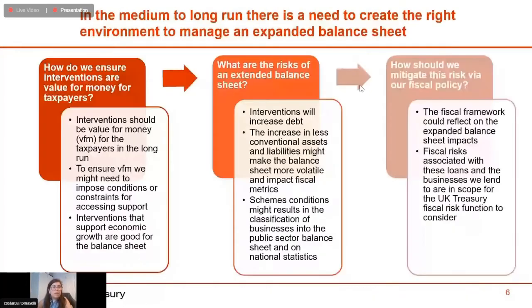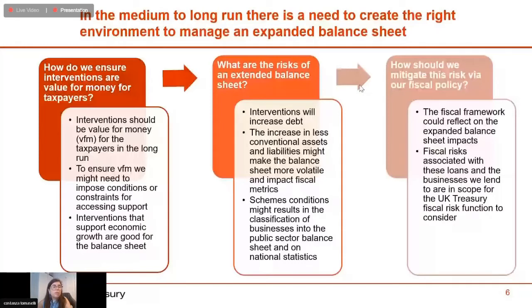Lastly, what do we do in the medium to long run when there is a need to create the right environment to manage an expanded balance sheet? The first thing we can do is to ensure that interventions are value for money for taxpayers. And to do so, we might need to sometimes impose conditions or constraints for accessing support. For example, for some of our guarantee schemes, we impose conditions on dividends or on senior pay.